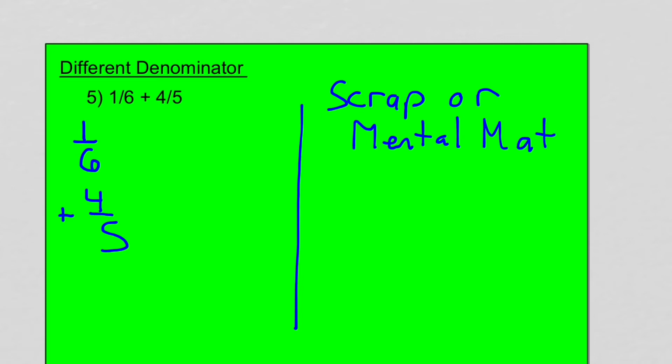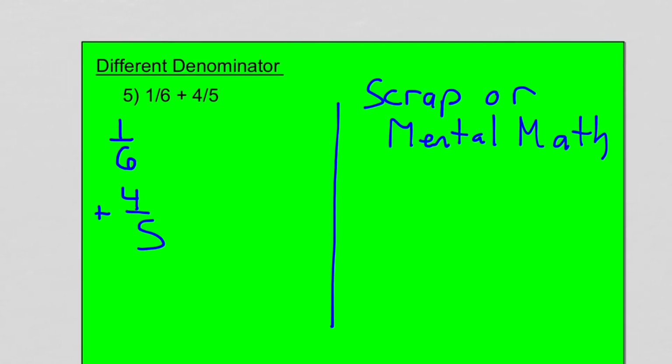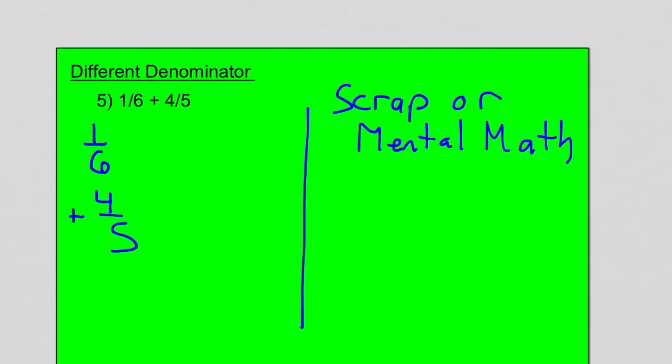And what we need to do in this question is, our fractions don't have a common denominator. It's denominator 6, denominator 5, so we need to get a common denominator. Now, if the kids can do that by mental math, that's great. I really would like them to do it by mental math in grade 8. But if they can't, then they take denominator 6, denominator 5, and they start skip counting.